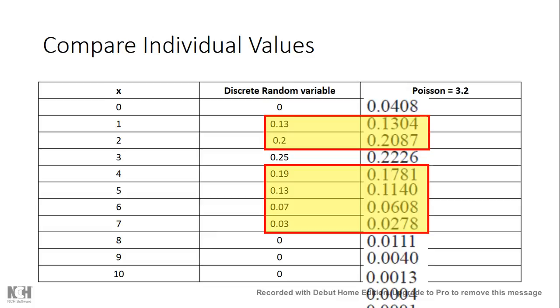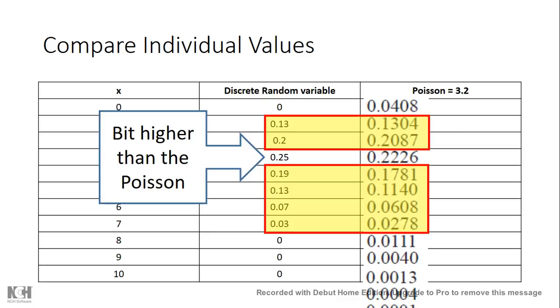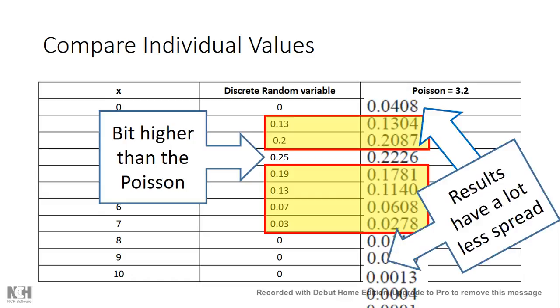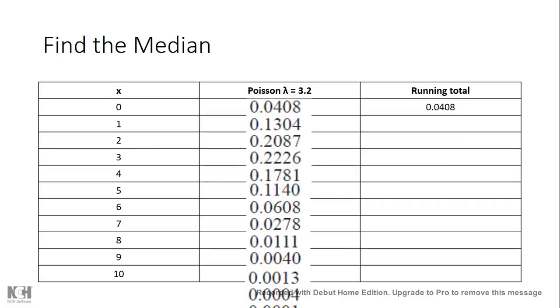And from 8 on, obviously we've got zeros again, whereas the Poisson carries on there. And in the middle it's a bit higher, so a bit different there. Because our discrete random variable doesn't have values for x is 0 or x above 8, it has a lot less spread than a Poisson. Okay, so our results, our discrete random variable has much more spread.